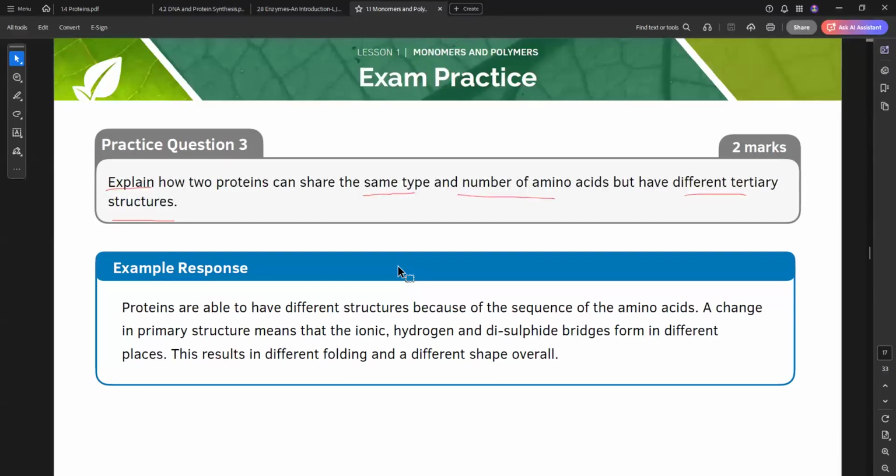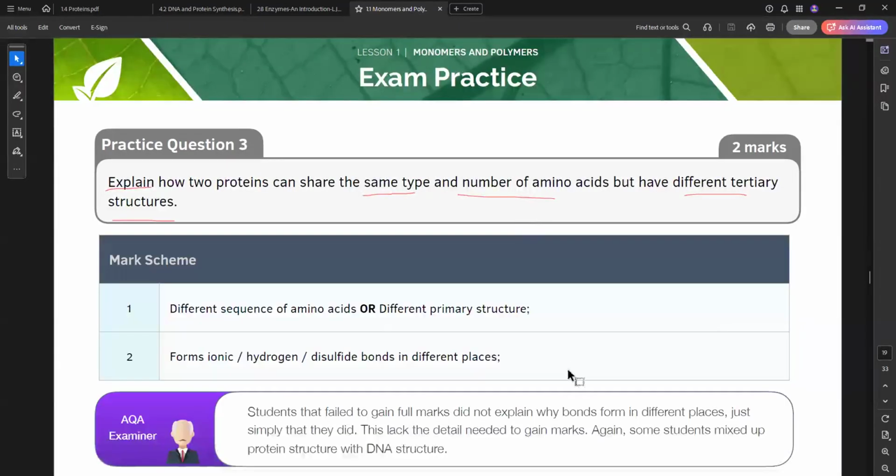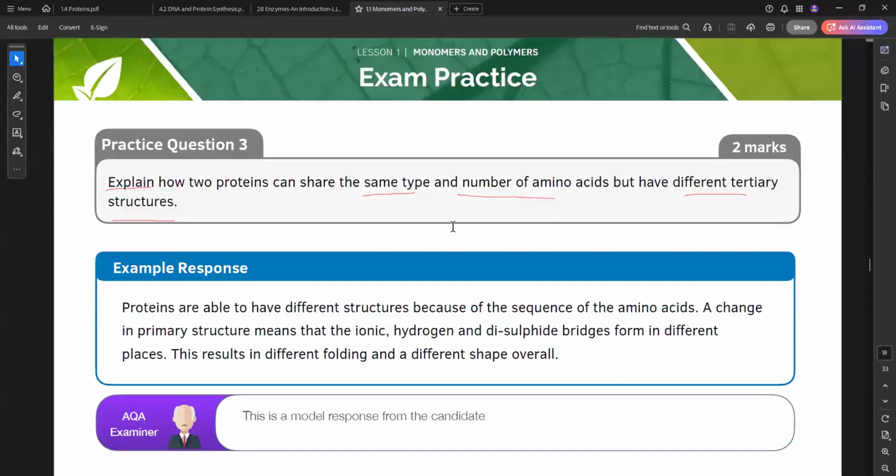I would want to include in that second point, again, if I was being a harsh examiner, to say ionic, hydrogen, disulfide bonds between R groups in different places because of that different order. Does that make sense? Yeah, great. So think about the language you use.